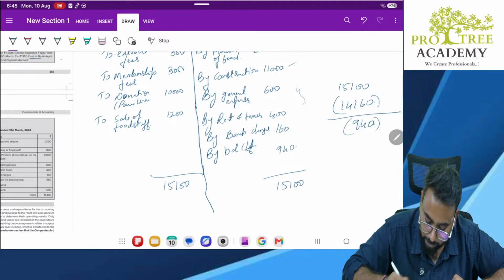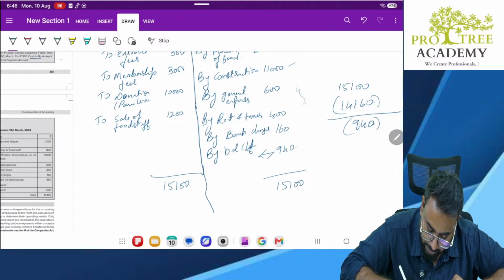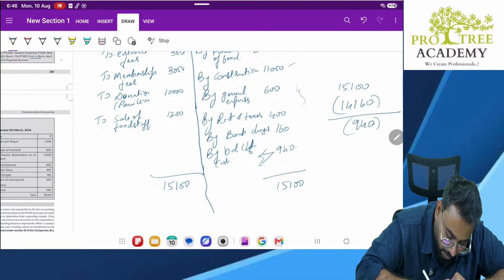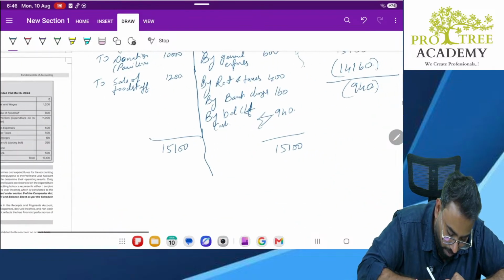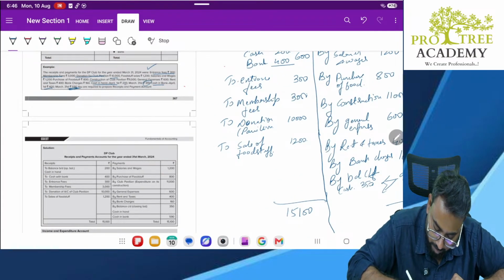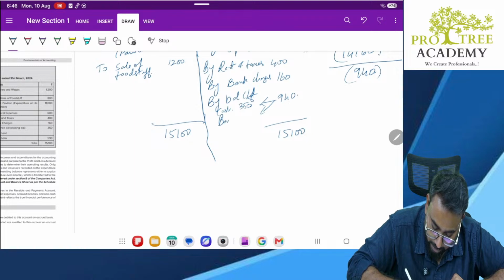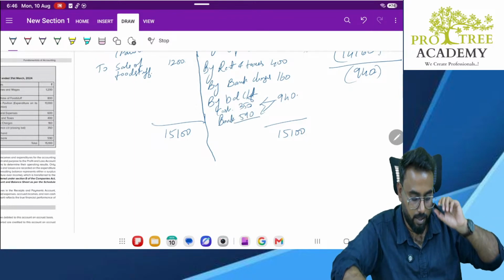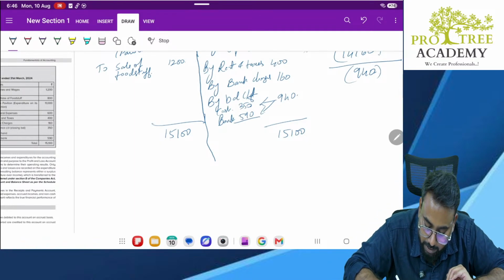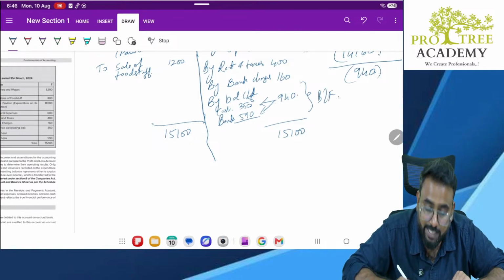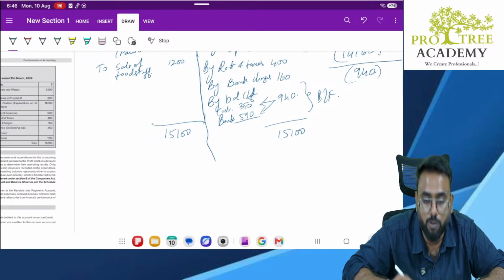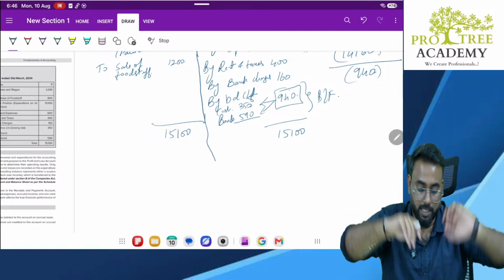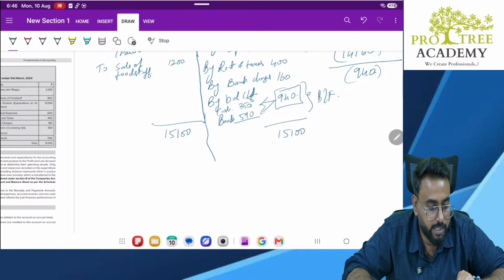Carried forward, sorry, 940. This 940 is split between cash and bank. Cash is how much? They have only given, on 31st March it is 350. Then on 31st March bank balance is 590. Bank is 590. Total 940. Correct? This will always be your balancing figure. Only thing is in this question they have given you figures. Even if they don't give you figures, you can always find out the closing cash and bank balance. Clear?